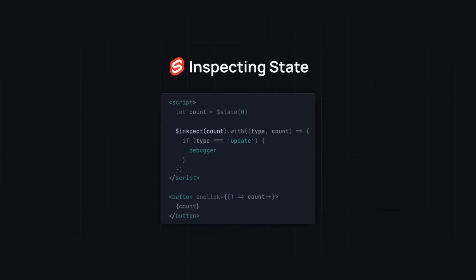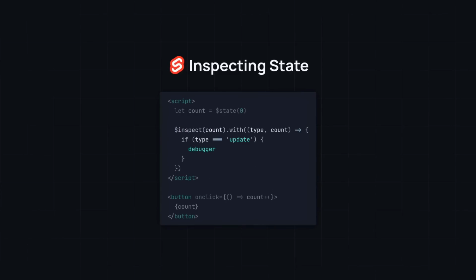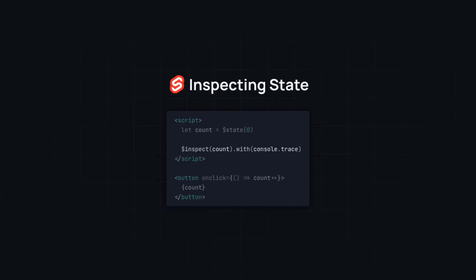But you're not only limited to console.log, you can provide your own custom callback using .with. This is going to accept a type, and you can also pass it the parameter that you pass to inspect. In this example, this is count. And then you can also check what type it is. In this case, if it's type update, you can open the debugger or you can do a stack trace. That is completely up to you. As we can see in the next example, you can just simply pass console.trace. And another benefit of using the inspect rune in Svelte 5 is that it only works in development, so you are not going to accidentally ship it in production. And how beautiful is that, friends?